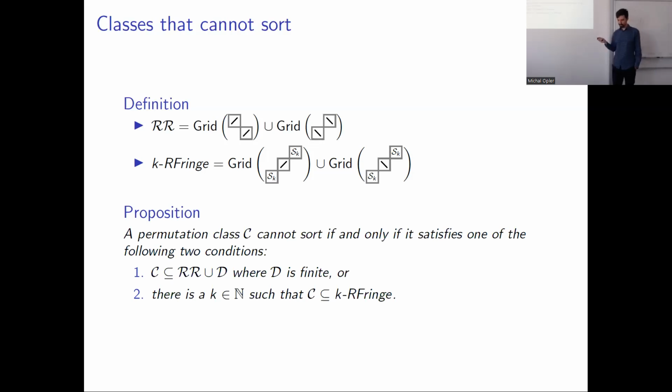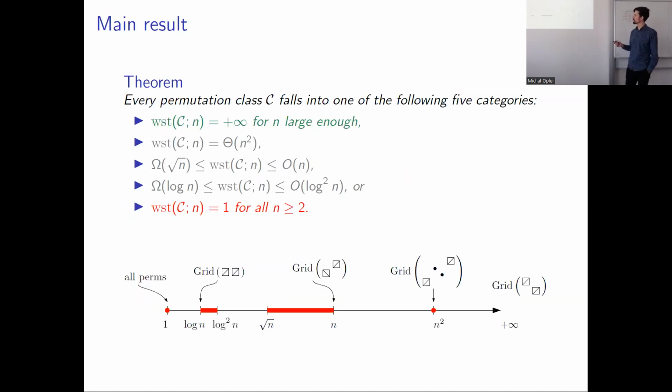And the full characterization of these classes that cannot sort is that, up to finitely many exceptions, the class is one of these cyclic rotations and their reverses, or it belongs to this KR fringe class for some constant k. And all the other classes can sort anything in finitely many steps. I'm not going to prove this, but it essentially follows very easily from previous results on composition closed classes of permutations that were studied, and it's not that hard to get it from there. So that was the cannot sort case.